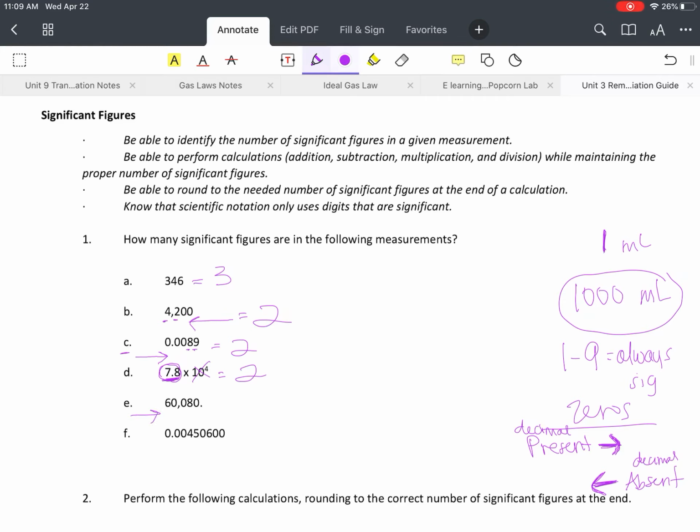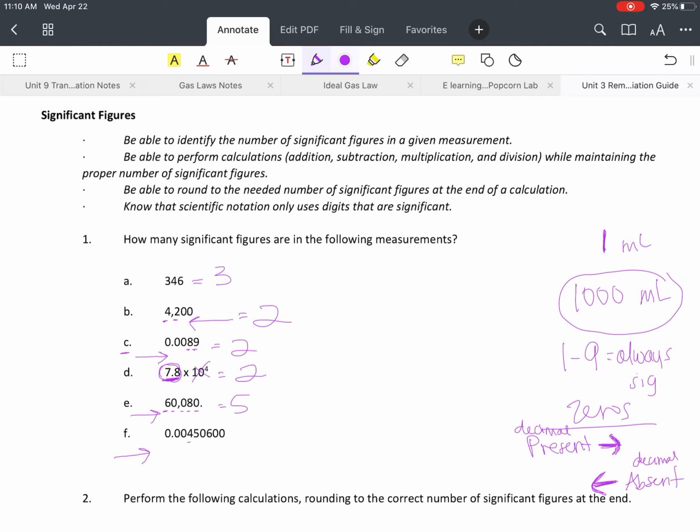Okay. For E, my decimal is present. I'm going to start counting this direction. Okay, so as soon as I get to a number, 6, now I'm going to count until I get to the very end. So 1, 2, 3, 4, 5. 5 significant figures.